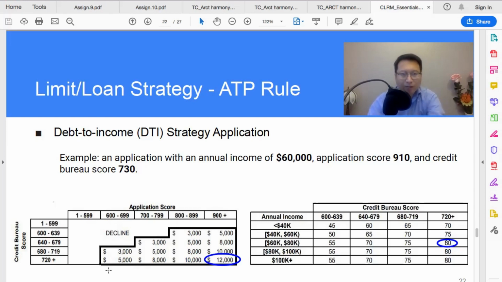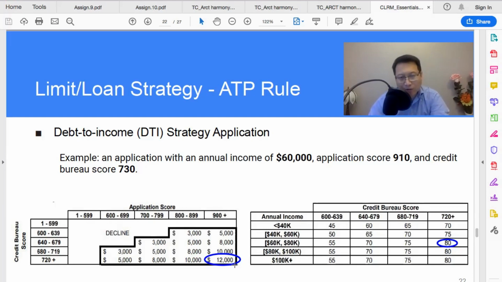Let's first look at whether it will be approved or declined. Okay, so application score above 900, so that's the right hand side column, and the credit bureau score above 720, right? So 730 score, so that's the bottom row. So cross is here. Okay, so it's in the approval zone, right? So good scores, and also we have an initial limit assignment of $12,000. Okay, so this is from the decision strategy and limit strategy.